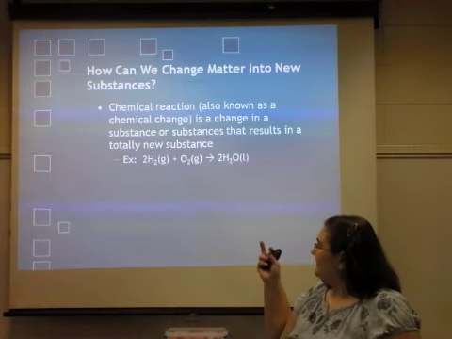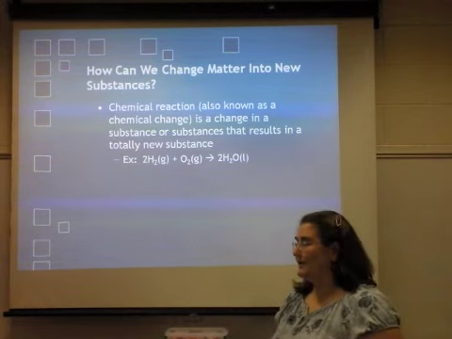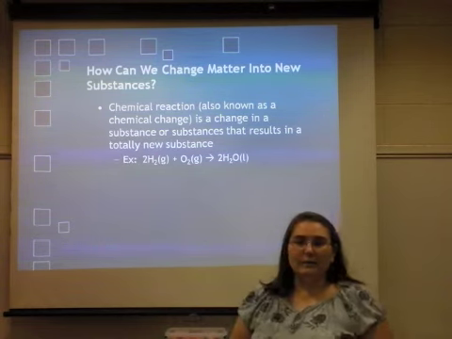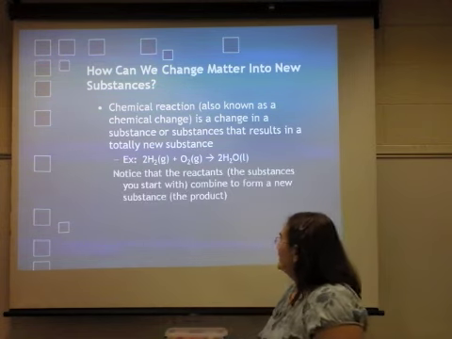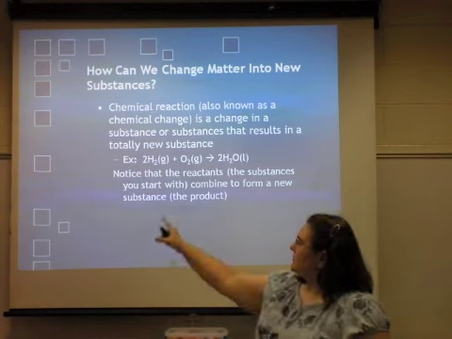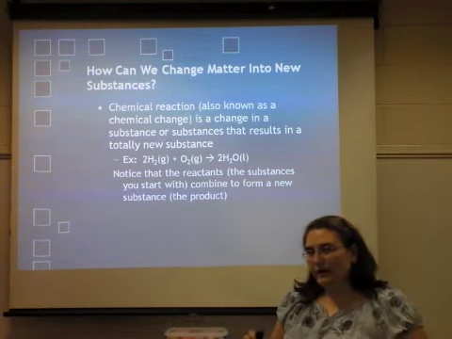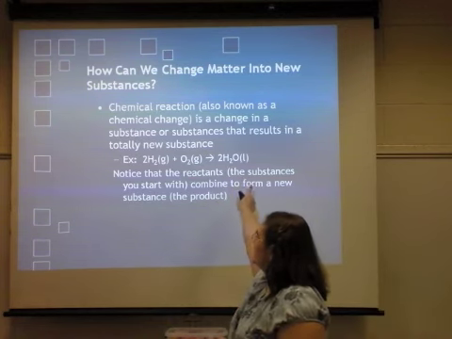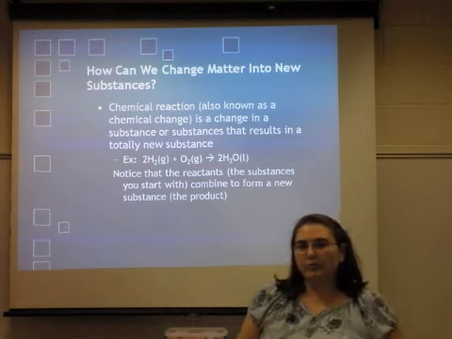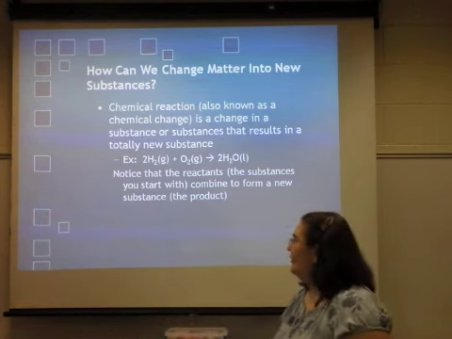So, for example, if I get 2 hydrogen molecules reacting with oxygen, I'm going to come out with liquid water. It's just the way a chemical reaction happens. So notice the reactants, this is what we're going to find on the left side, are the substances you start with. They're going to combine to form a new substance, what's found on the right side of the arrow, which is called the product. So I have reactants and I have products. They're separated by an arrow.